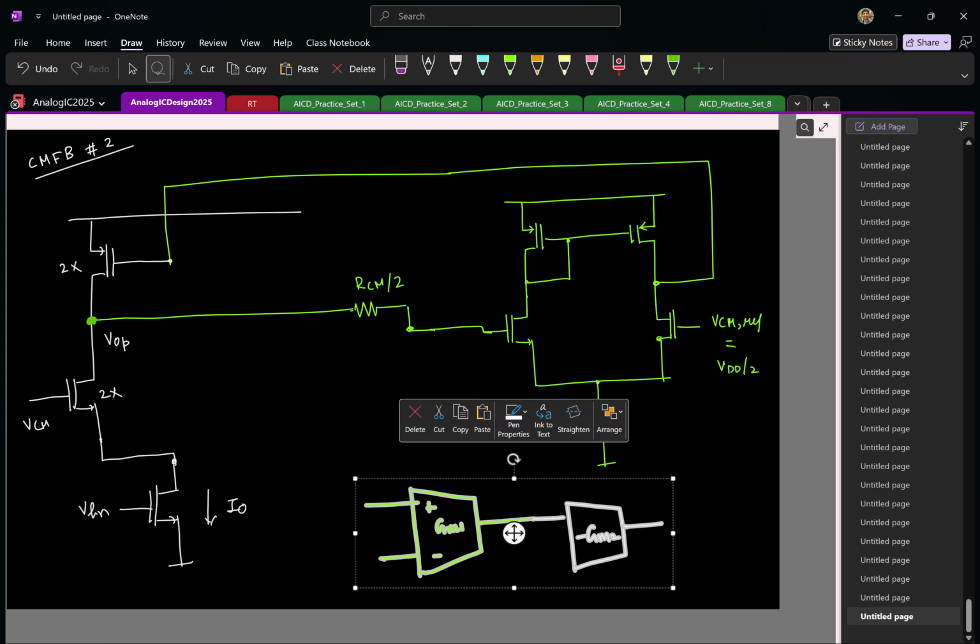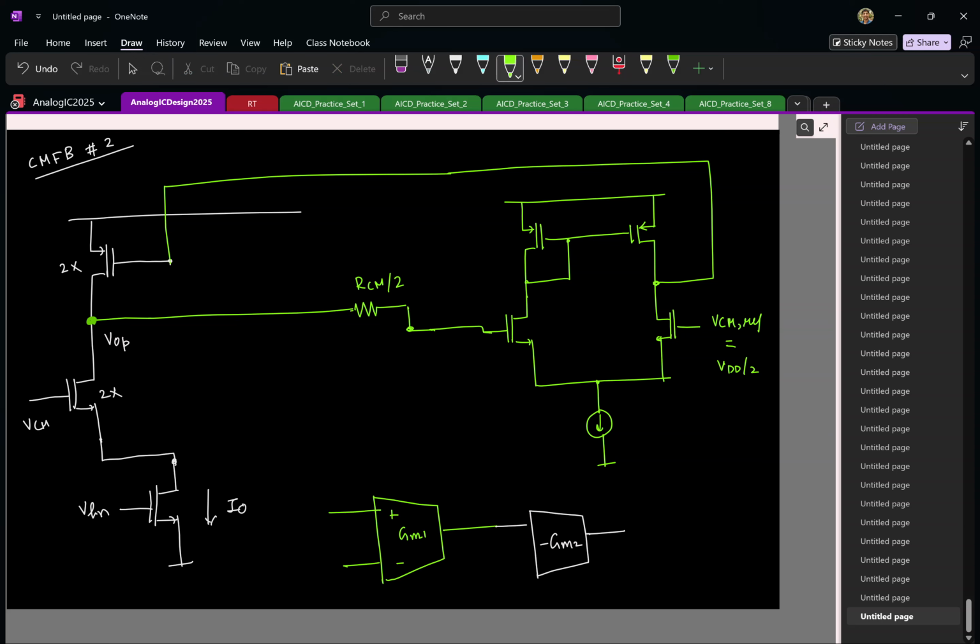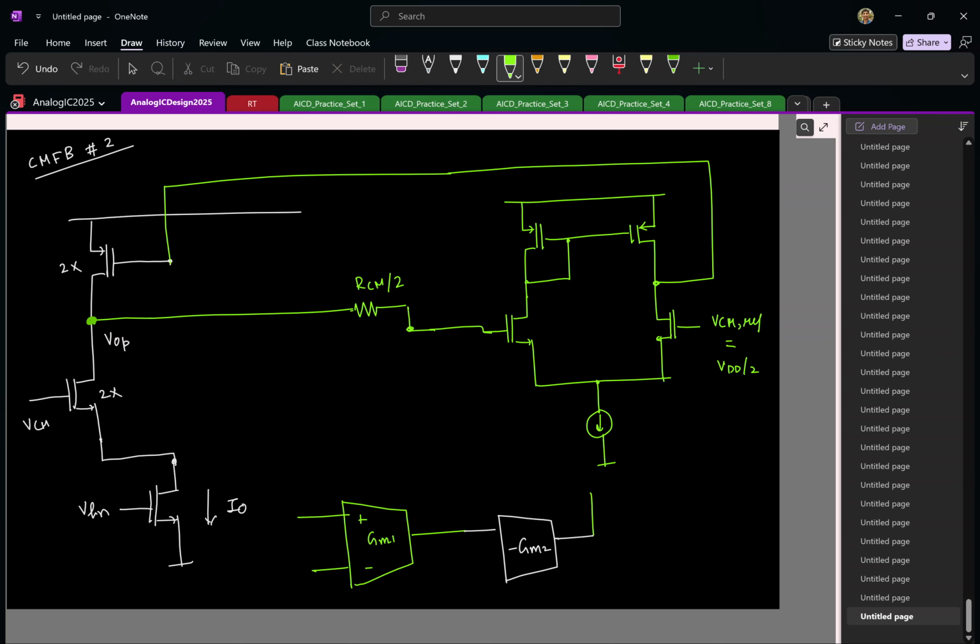So we'll make some space here. The output is connected to an RCM by 2 resistor. And the other end of the resistor is connected back to the positive terminal of the first stage, right? Because remember, this is a positive terminal, negative terminal. That's how we define it. This is the equivalent circuit we have for common mode. Let me make it clear. This is the common mode equivalent circuit.